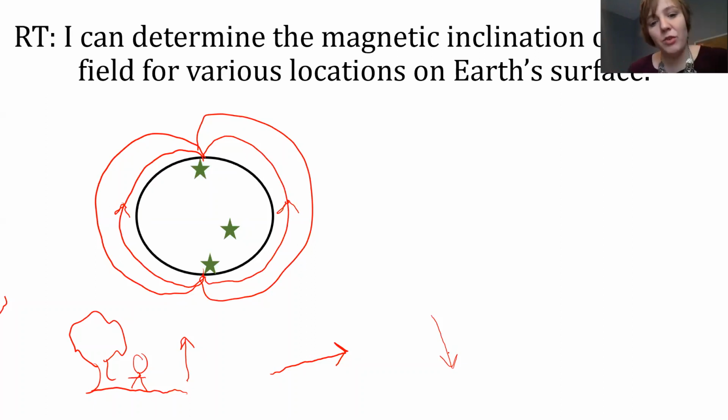Okay, so these three arrows would be the magnetic inclination that you would see at these three locations. And again, I'm just basing that on the latitude and what I know about the magnetic field. And I know that it always points up out of the ground in the southern hemisphere and down into the ground in the northern hemisphere. It's more vertical near the poles and more horizontal near the equator.